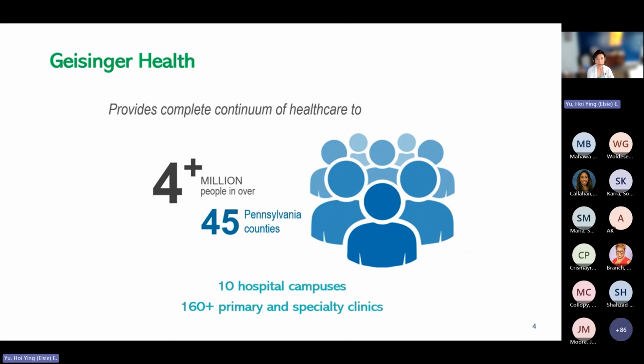But first, a little bit about where I work. Geisinger Health System is in central Pennsylvania. We provide continuum healthcare to about 4 million people in 45 Pennsylvania counties. We have 10 hospital campuses and about 160 primary and specialty clinics.